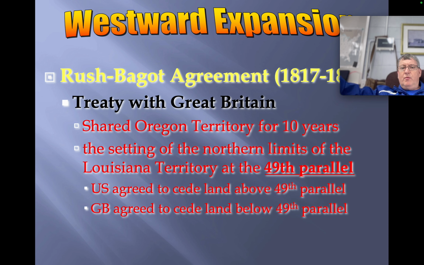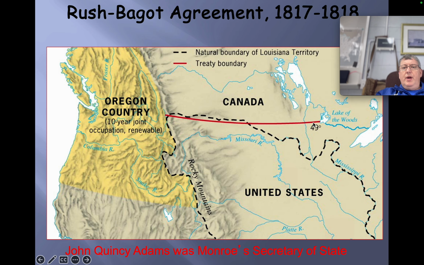It simply extended it from where it already was, the 49th parallel, all the way to the edge of the Louisiana Territory. Later, that 49th parallel is going to be extended all the way to the Pacific Ocean. The U.S. ceded everything above that line to Britain. Great Britain ceded everything below that line to the United States. So there it is. There's the 49th parallel, fixed boundary between British Canada and the United States. Not at this time, but later that boundary is going to be extended all the way to the Pacific Ocean. So that is the so-called Rush-Bagot Agreement.